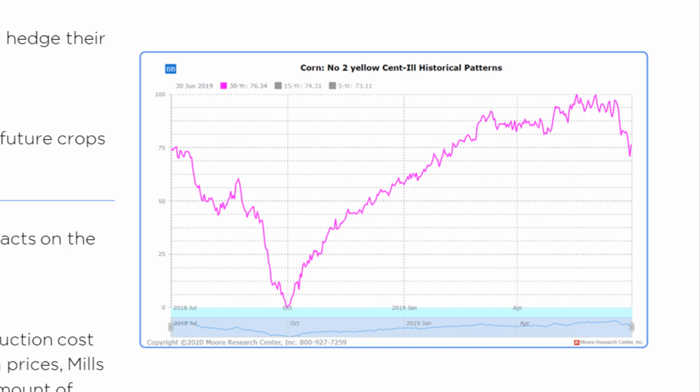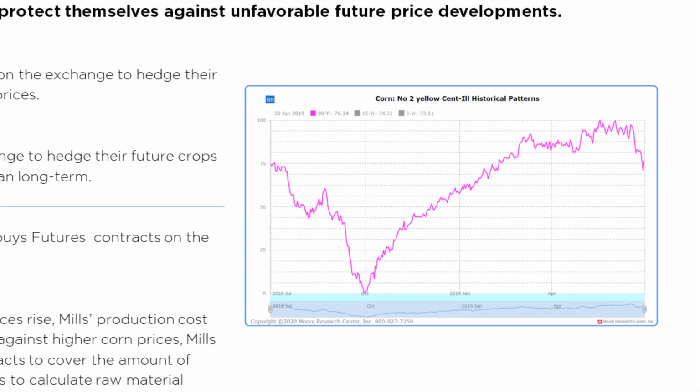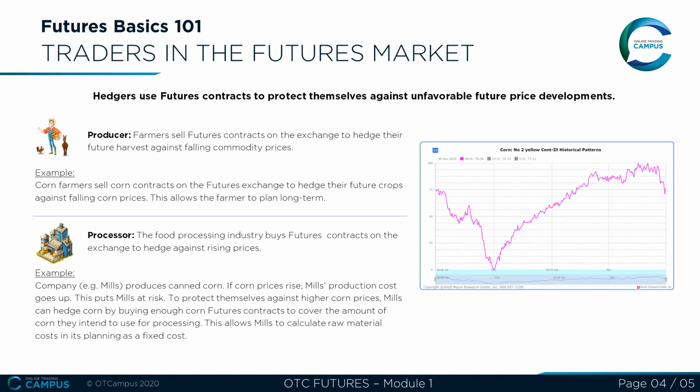As long as the basis, the difference between cash and futures, stays relatively the same, the hedge should protect the commercial producer. The commercial processor in corn could be a rancher in need of feed for his livestock, ethanol refiners, or a food processor. An example, well, a company, for instance Mills, produces canned corn. If corn prices rise, Mills' production cost goes up. This puts Mills obviously at risk. To protect themselves against higher corn prices, Mills can hedge corn by buying enough futures contracts to cover the amount of corn they intend to use for processing. This allows Mills to calculate raw material costs in its planning as a fixed cost.